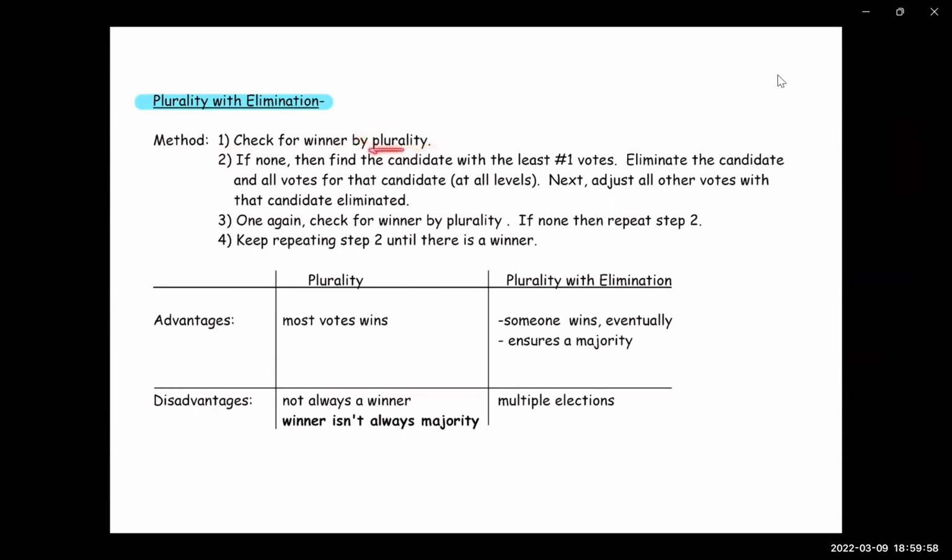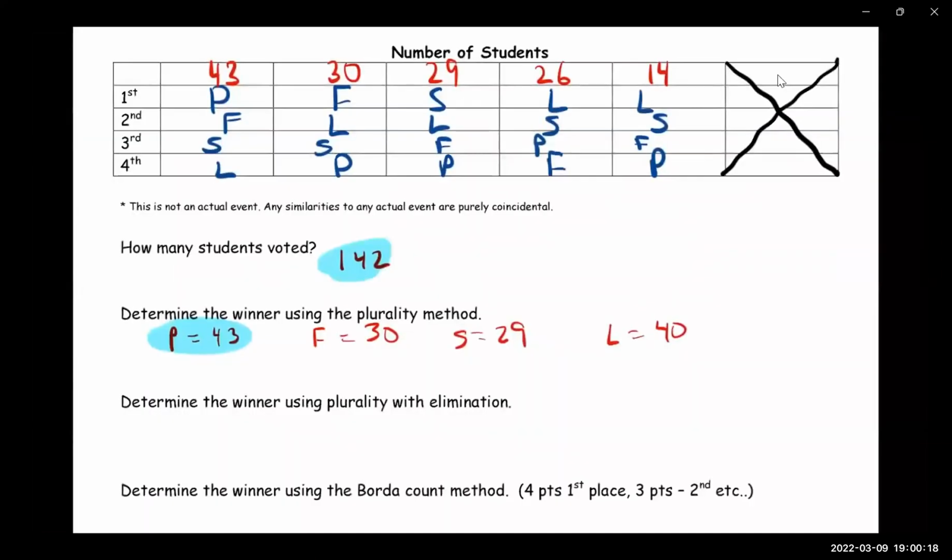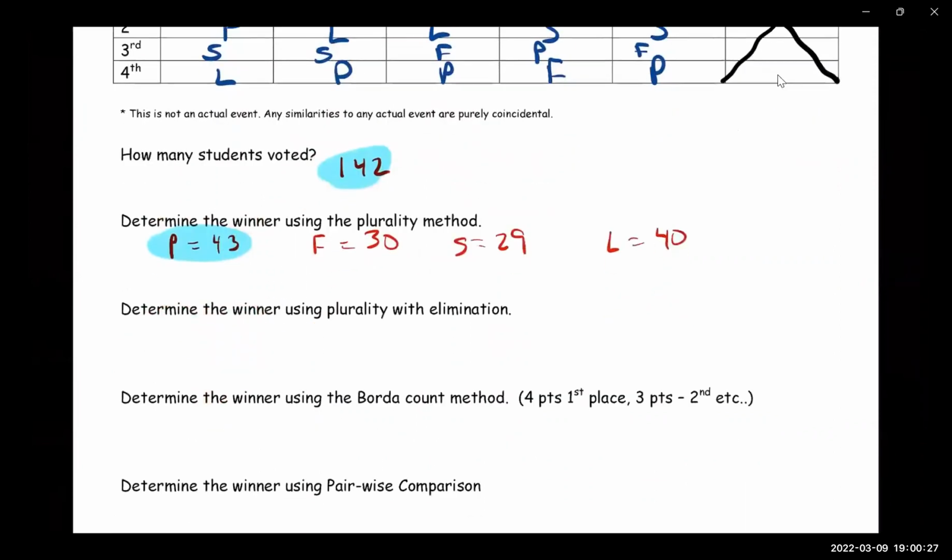See, check for a winner by plurality. If none, then you find the candidate with the least votes, and you eliminate that candidate. So basically, you only eliminate if there's no winner. I think that's the way it's supposed to be. You only eliminate if there's not a winner by plurality. So in this case, I don't think you had to do all that. Since there's no tie, you can just go with the same one. Okay, so it'll be P. So let me write that down. It'll be P.